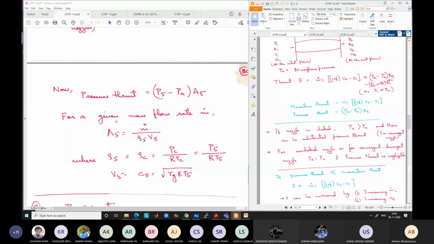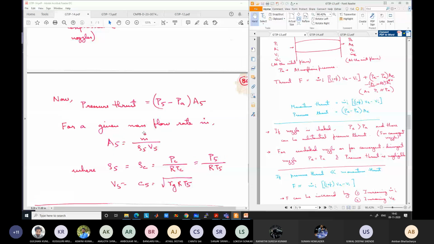Okay, you don't have to again go through the equation, you can just calculate based on the ideal gas law, P5 by RT5. All these calculations are for the ideal gas law. Okay, and V5 we have already calculated, it is equal to square root of gamma g into R T5. So if you put these two things here, you will get the area A5. Then you can calculate (P5 minus PA) into A5, which will give you the pressure thrust.